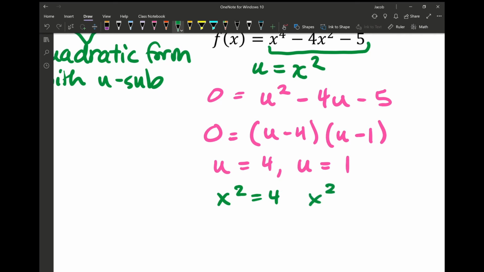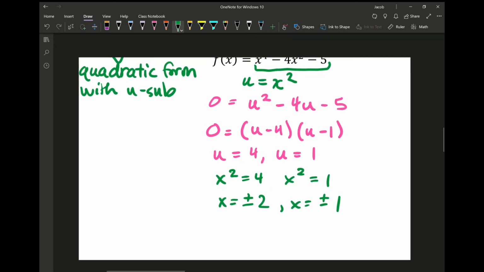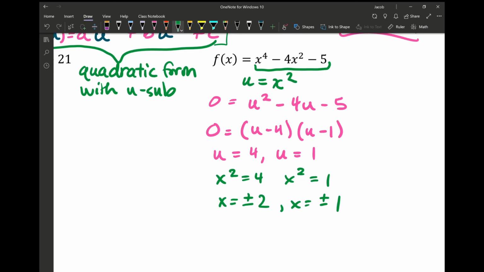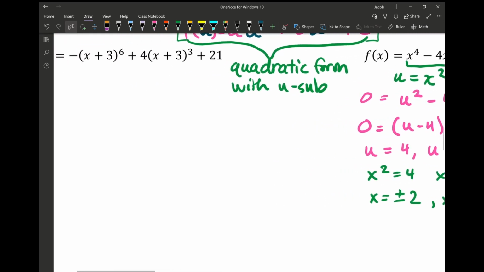u with x squared, so that x squared equals 4 and 1. So to finish this off, we actually have x equaling plus or minus 2 and x equaling plus or minus 1. You can go back and graph this polynomial, and check to see if those are the correct solutions. They are. But that's how you're going to use u substitution.